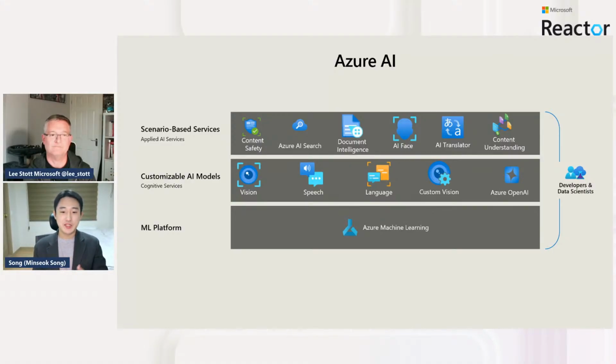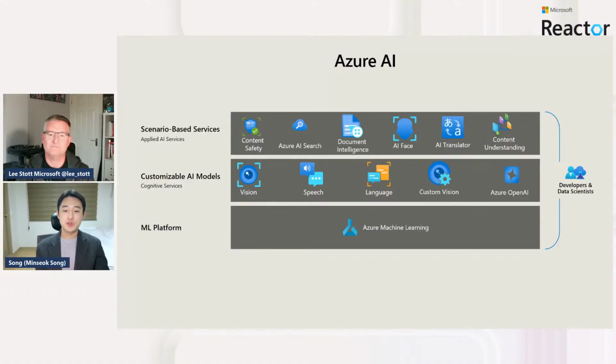So let's break this down a bit further. Microsoft Azure offers three main layers of AI capabilities. First, Microsoft provides scenario-based services like content safety, document intelligence, and AI translator, which solve specific business problems right out of the box. And next, there are customizable AI models such as vision, speech, and language.